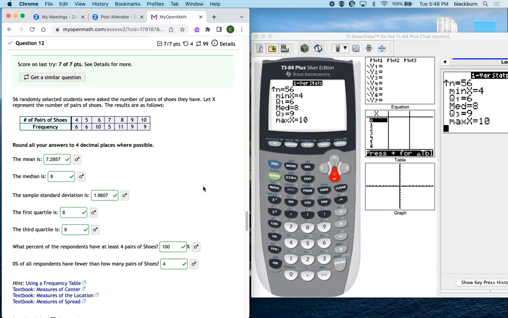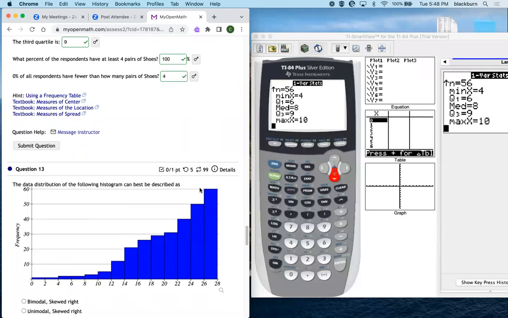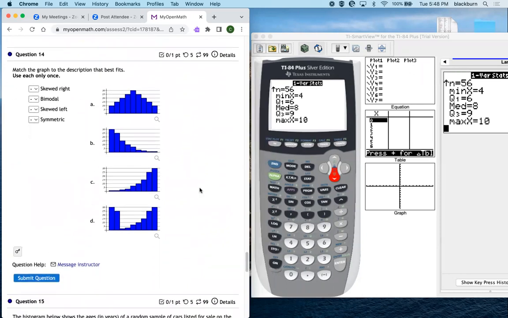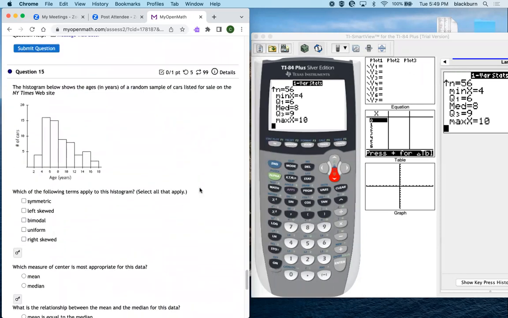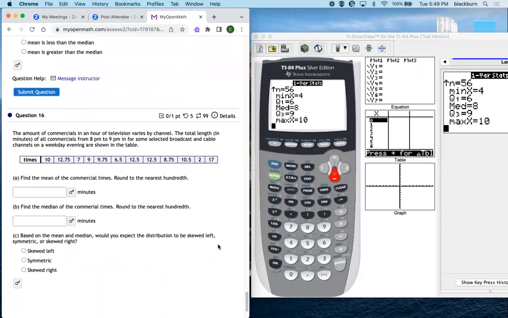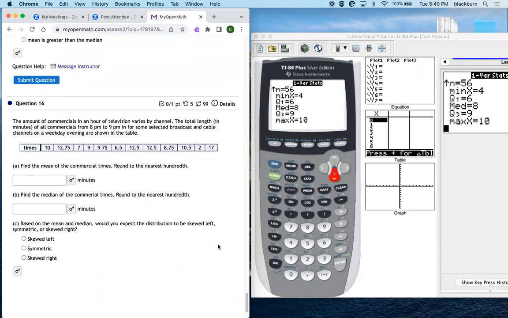What do you think? What questions on that section? Do we have a need to see any of the others here? I mean, 13 and 14 are kind of multiple choice. 15, if you did the reading, shouldn't be too bad. And that one, I'm going to let you do a little struggling with that one.